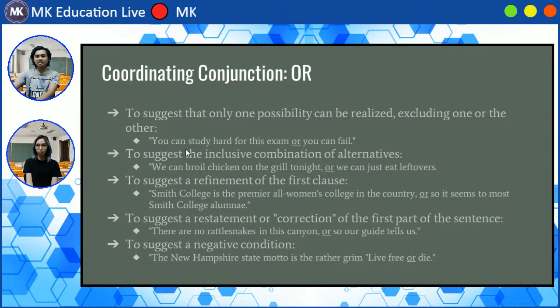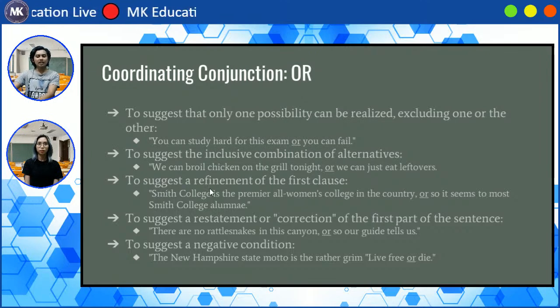So in this example, you can study hard. If you study hard, you won't fail. But if you don't, you will fail. Okay? So next one, to suggest the inclusive combination of alternatives. This is just like when you're giving a choice to somebody. In the example here, we can broil chicken on the grill tonight, or we can just eat leftovers. So you're offering a decision, a choice to be made to your friend or to the person you're talking to.